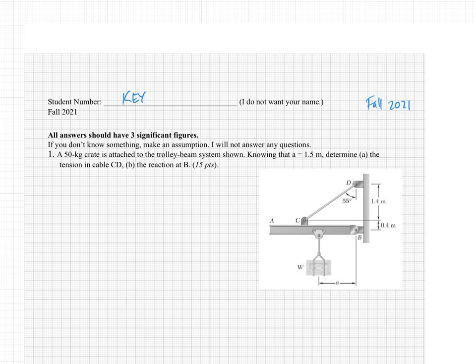Okay, so the first thing we're going to do is this problem right here. We've got a 50 kilogram crate attached to a trolley beam system shown, knowing that A is 1.5 meters. I don't know why they made that an A instead of just writing 1.5 on there. Determine the tension in cable CD, so we want this, and we want the reaction at B.